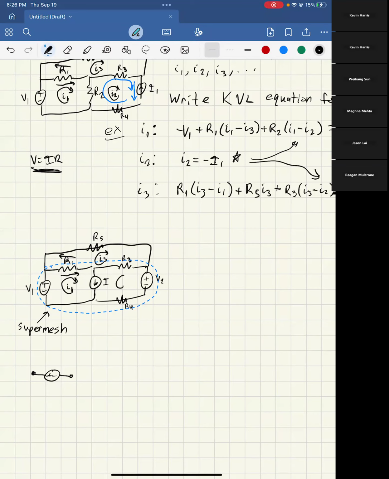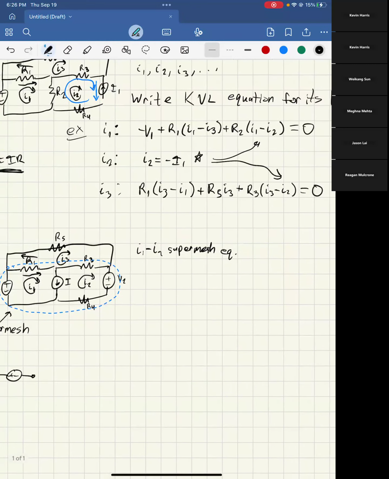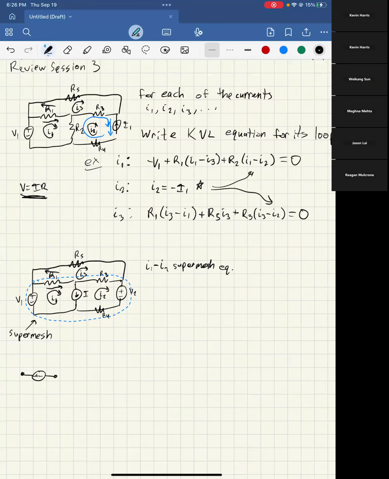We have the I1, I2 super mesh equation, I'll call it. And that would be going around the circle. We're still going counterclockwise around. Again, I'll start at that V1. So we'd have the negative V1. And then we're still going to be using that I1 and I2. It's just we're only writing one equation for it. And then we'll write another equation to relate I1 and I2 later.